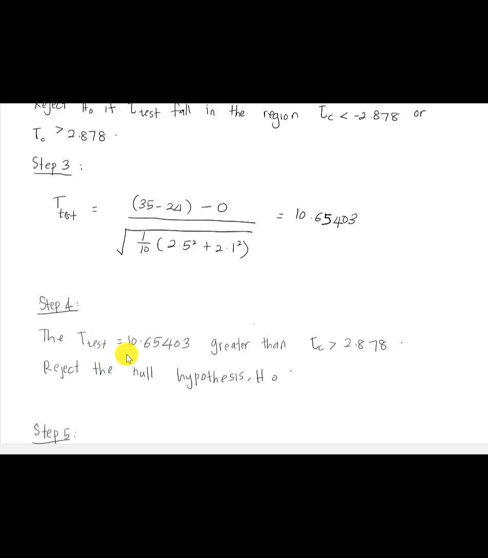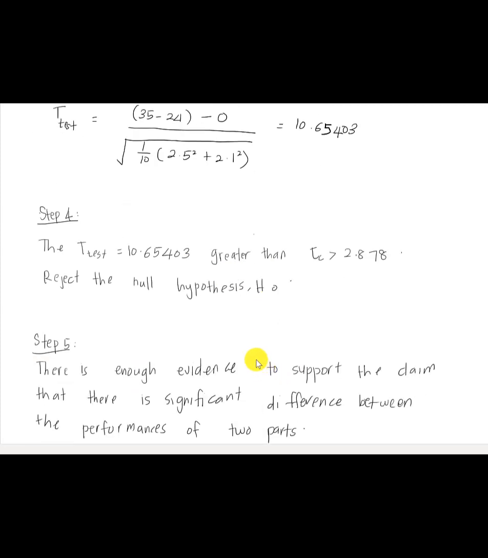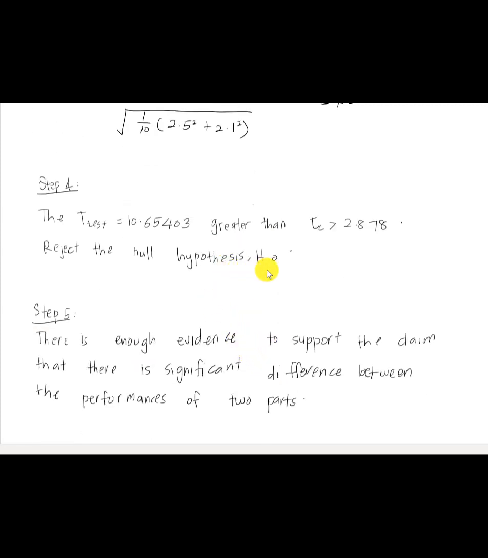Since your t-test, 10.65403, is greater than our 2.878, we must reject the null hypothesis. We reject the H naught. So when we reject the H naught, we have enough evidence to support our H1, in which our claim in H1 is that there is a significant difference between the performance of the two parts. Okay, now we proceed to the next example.